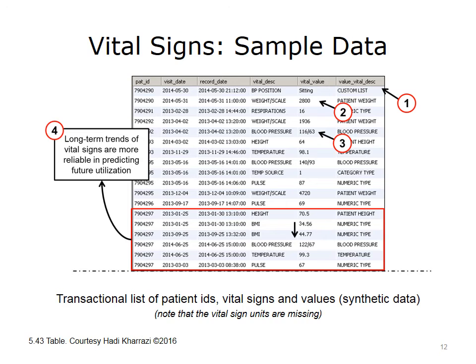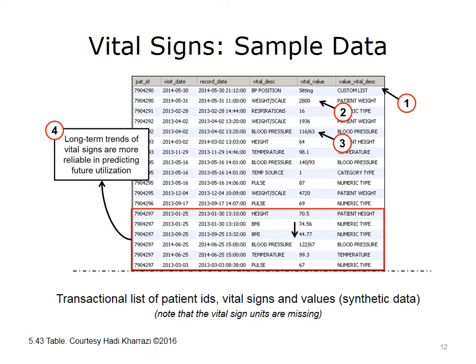This table shows a list of patients and their vital signs based on synthetic data. This is a transactional table, meaning that each vital sign measure for a given patient is listed on a new row. Arrow 1 shows the extra information available for a vital sign measurement. Arrow 2 points to the vital sign value, which, in this case, shows a weight of 2,800 ounces.